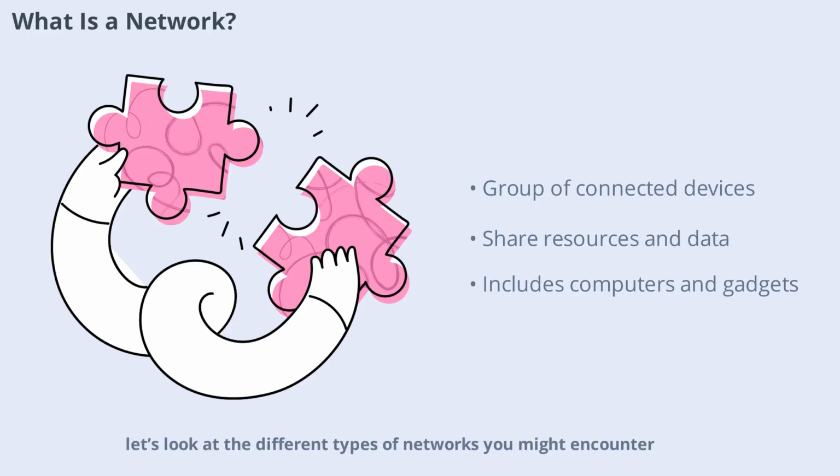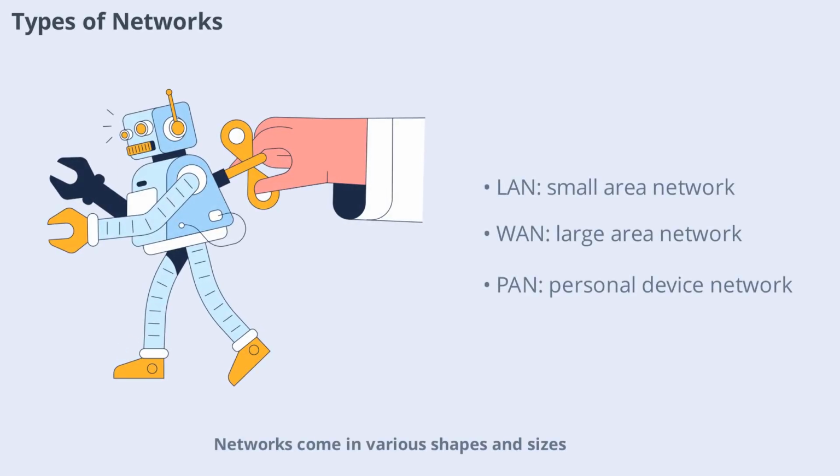Next, let's look at the different types of networks you might encounter. Networks come in various shapes and sizes. The most common types are local area networks (LANs), which connect devices within a small area like a home or office, and wide area networks (WANs), which span larger geographic regions. There are also metropolitan area networks (MANs) for cities and personal area networks (PANs) for individual use, such as connecting your phone to your laptop via Bluetooth. Each type serves a specific purpose and is designed to meet different needs. Understanding these types helps you recognize how networks are structured around you.